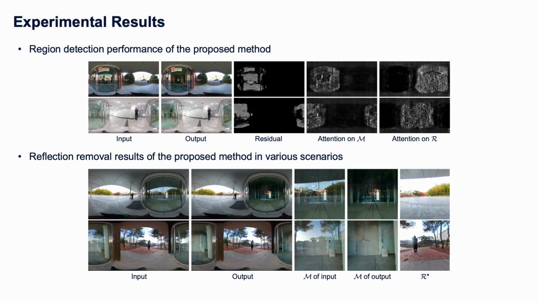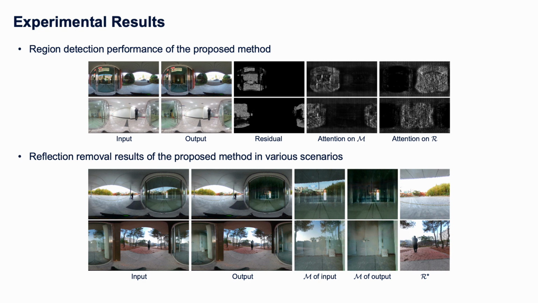First, we show the region detection performance of the proposed method. Without any annotation or user interaction to specify M and R, our method faithfully removes the reflection in the region M. As shown in the intermediate attention maps, we found that some of the heads of the transformer block highlight the mixed region M, while the others focus on the reference region R.